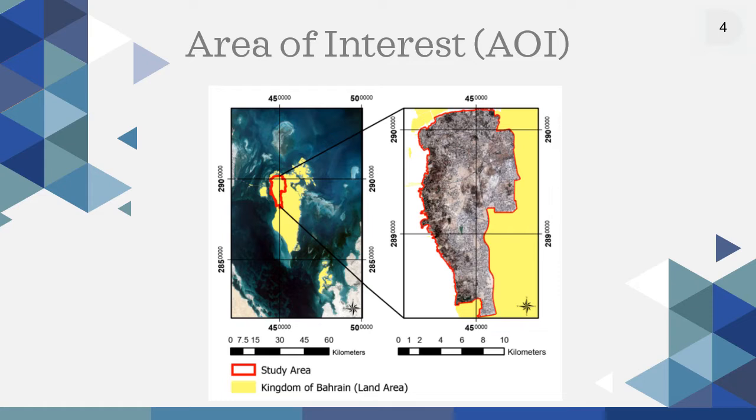The study area is part of the northern governorate of the Kingdom of Bahrain, located on the north and west of it. This study area was chosen because the majority of agriculture in Bahrain is located in this area. The total study area size is around 116 square kilometers, representing almost 15% of the whole kingdom's land territory.